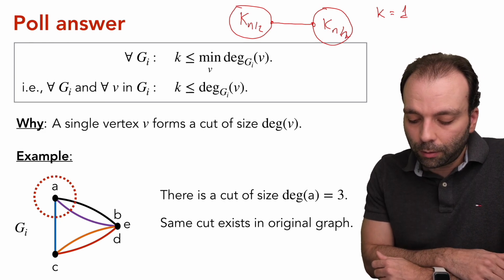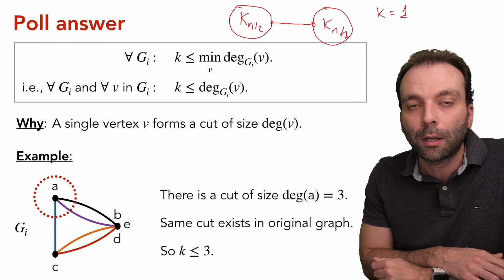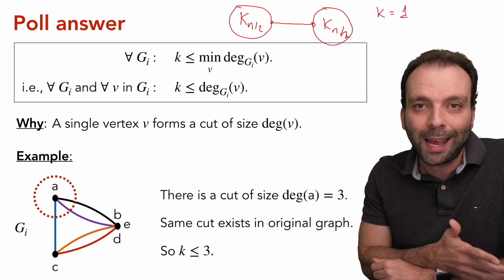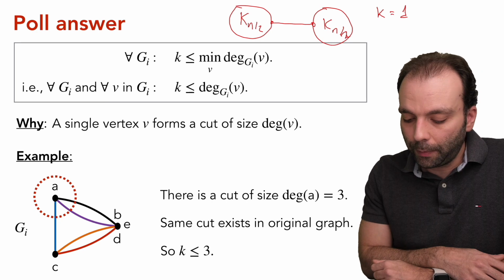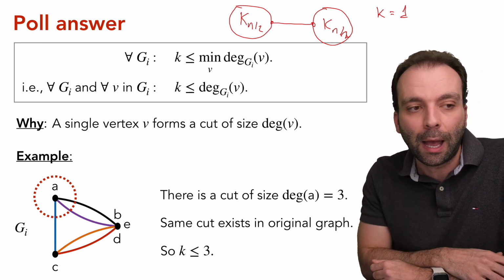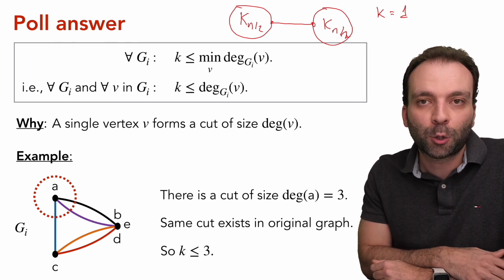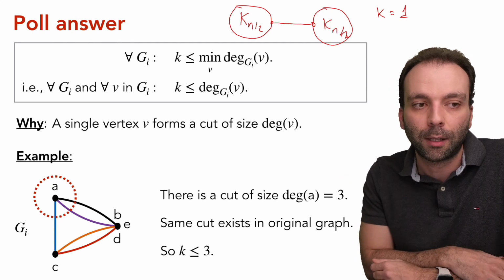And so then, of course, that means K is upper bounded by the degree of that vertex, in this case 3. Why? Because K by definition is the size of the minimum cut, right? So there might be a better cut in the graph, which has size smaller potentially, but it's certainly not going to be worse than this particular cut that we have demonstrated here, okay?